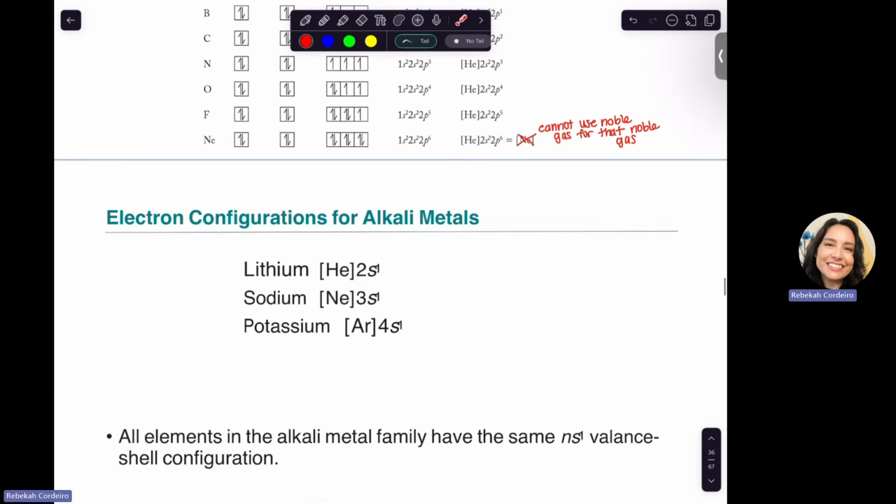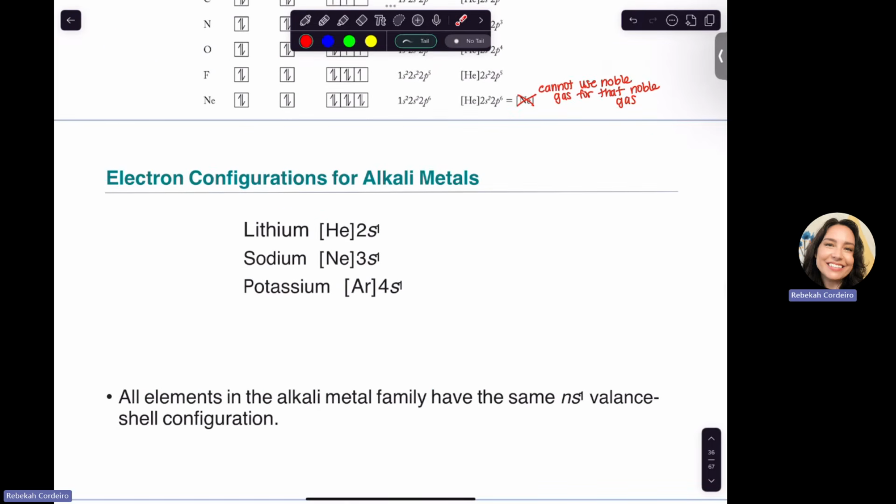So here are some alkali metals. Notice that the alkali metals all have this 1 electron hanging out on the outside. They all have 1 valence electron.